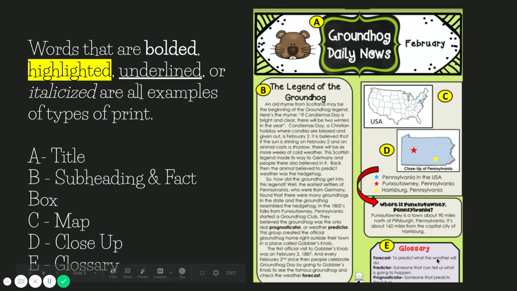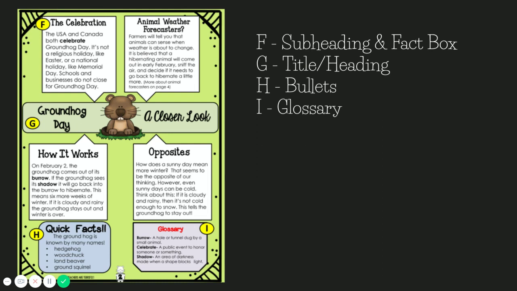But like I said, sometimes a glossary is provided on the page itself, which is a nice tool, especially if it's a word that you're not familiar with. It helps your overall comprehension of what you're reading. So here we have another subheading and fact box with F, just tells us that we're going to be reading about the celebration of Groundhog Day.